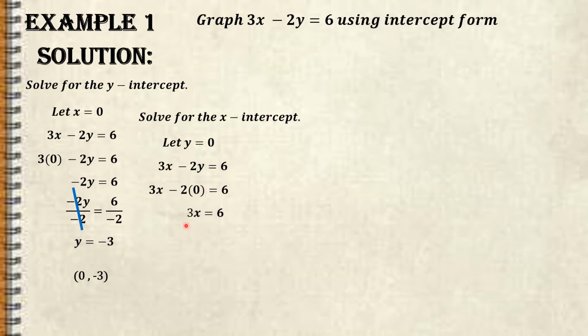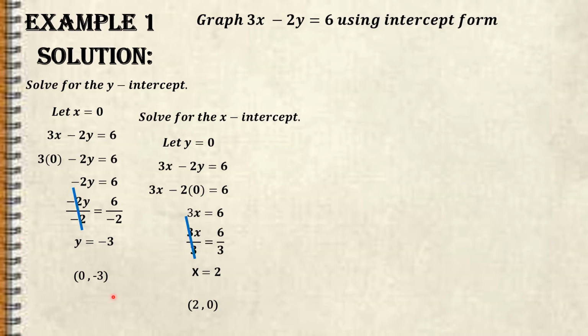So ganun din, kailangan si x lang matitira dito. So we're going to divide both sides by 3. So cancel na yung 3 over 3. So matitira na lang yung x. So 6 divided by 3, that is equal to 2. So, we need to have our coordinates. So, ang x niya is 2, ang y niya is 0. Kaya pag sinulat siya, we have now 2 and 0.